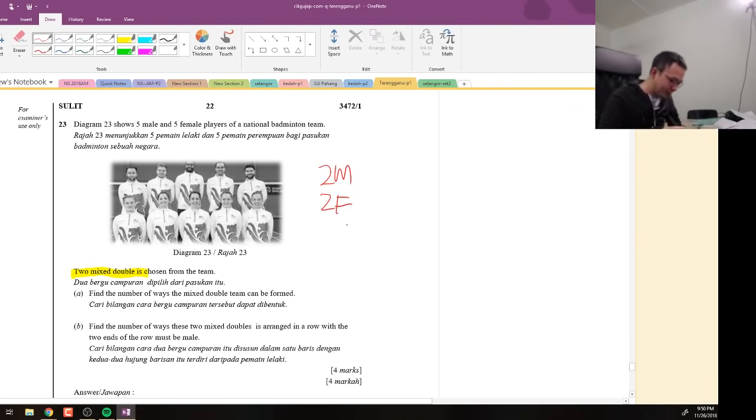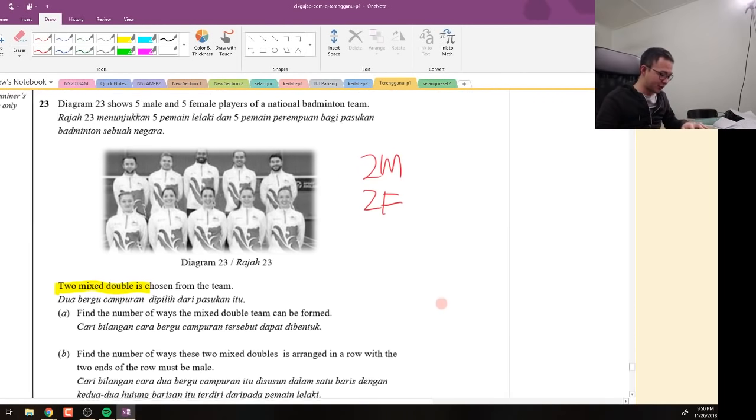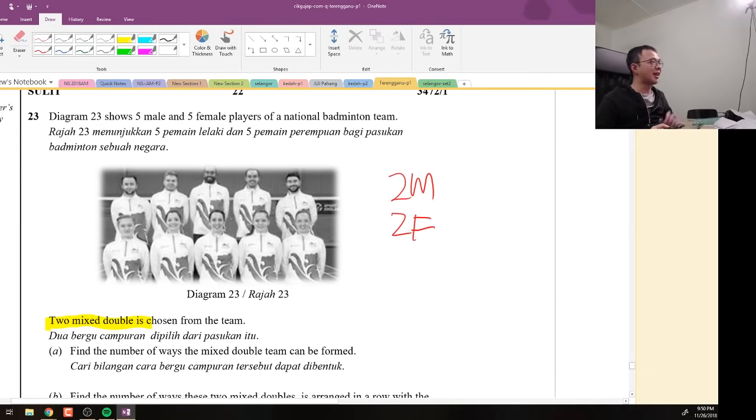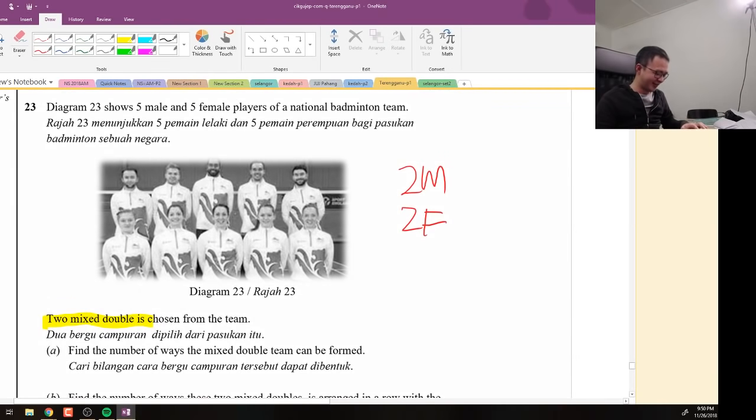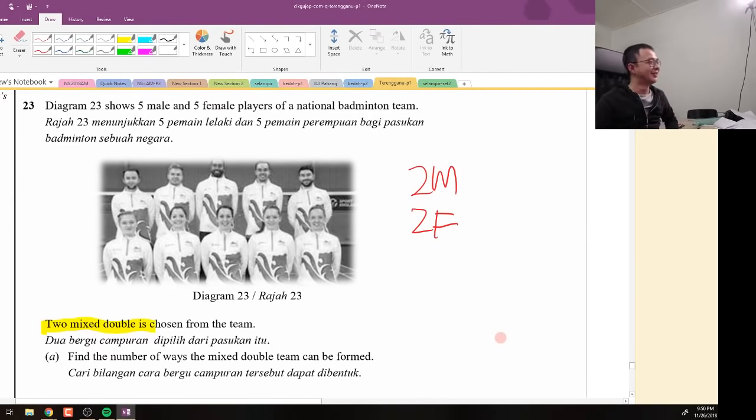Now you have 5 male and 5 female, right? So how can you choose them? Because this is a choose type of question, there's no permutation needed. You only choose them, you do not need to arrange them. There's nothing to do with arrangement, so you know this is definitely nCr.